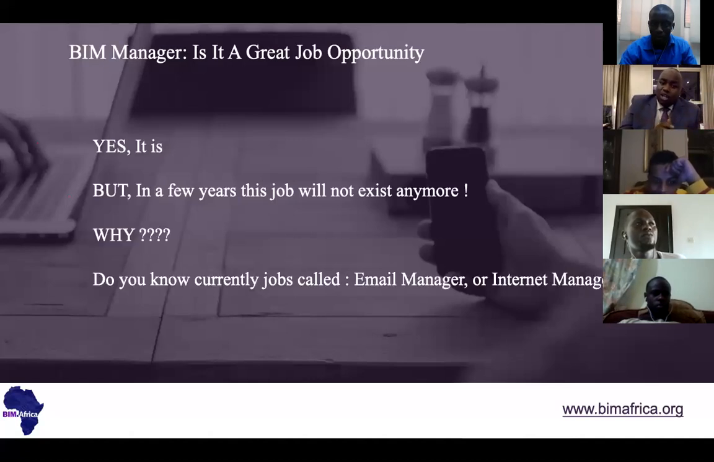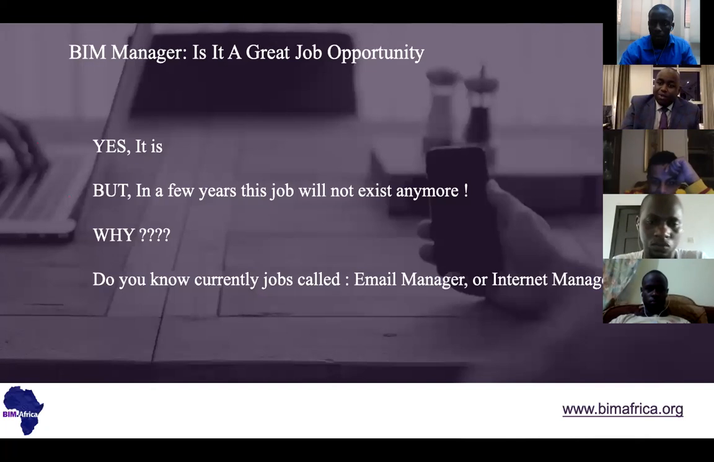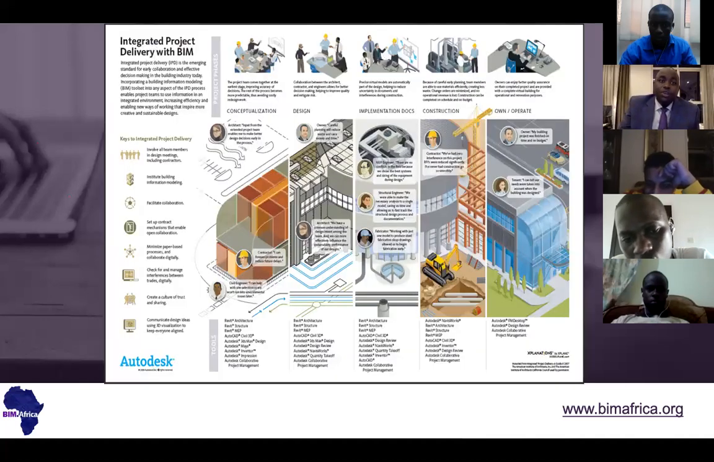Why? Do you know currently jobs called email manager or internet manager? No, of course not. Because at the beginning, there was someone called email manager, internet manager. But because this is something that is made not to replace particular professions, but just to help the existing situation, today there is no one called internet manager or email manager. And the Autodesk integrated project delivery is something you could look at, a very good and self-explanatory concept of BIM. I just recommend that one.